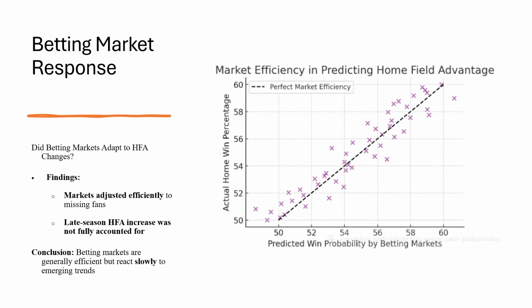Another interesting aspect of our research was analyzing how betting markets responded to the absence of fans. Bookmakers adjusted appropriately. They did not overreact to the lack of crowd support. Markets remained mostly efficient. The odds set by sportsbooks reflected the reality of home field advantage fairly well. Late season trends were not fully accounted for. As home field advantage increased later in the season, sportsbooks did not completely adjust their models. These findings indicate that while betting markets are generally efficient, they occasionally fail to react quickly to subtle trends.